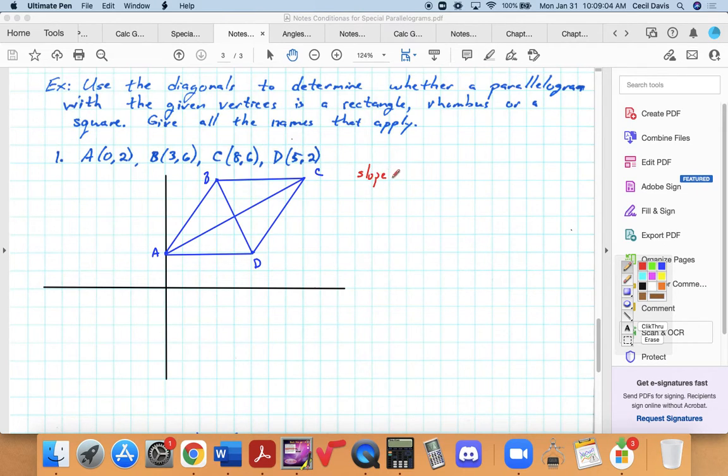So the slope of segment AC, if I count that, that's 1, 2, 3, 4, and then over 1, 2, 3, 4, 5, 6, 7, 8. So that was 4 over 8, which is 1/2.